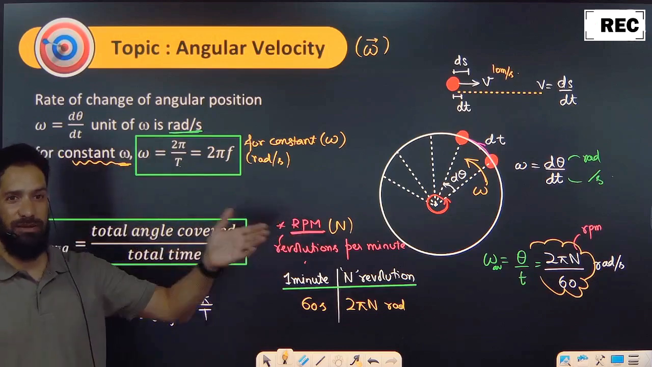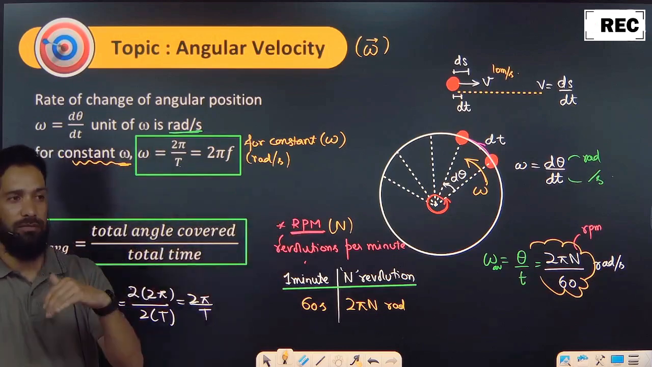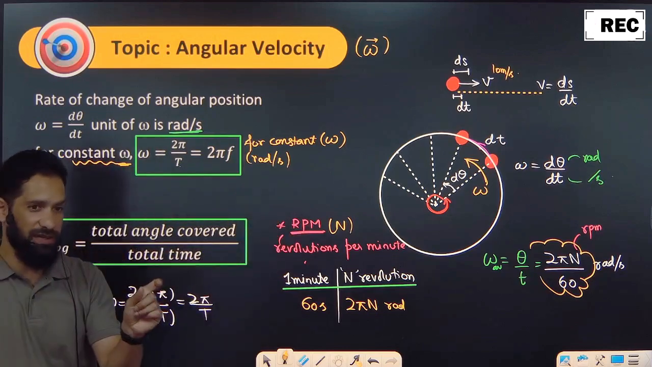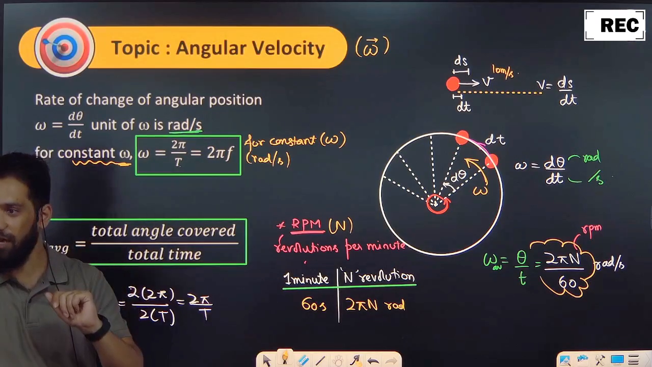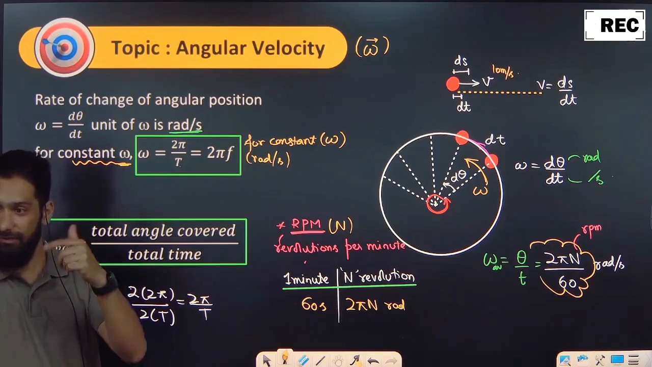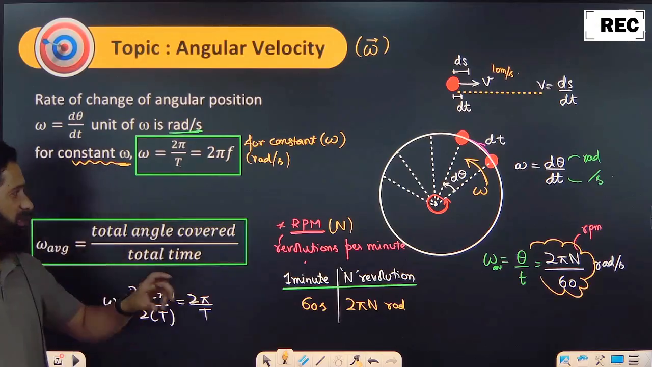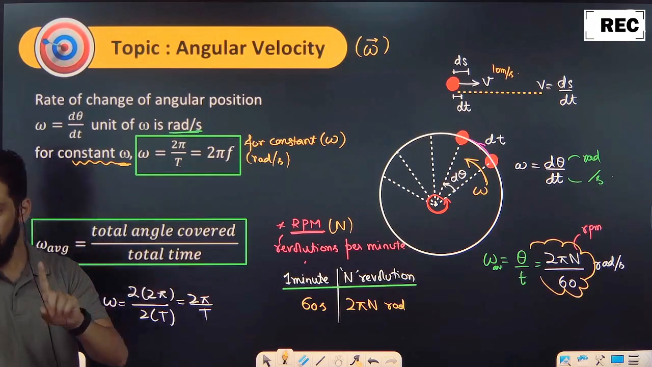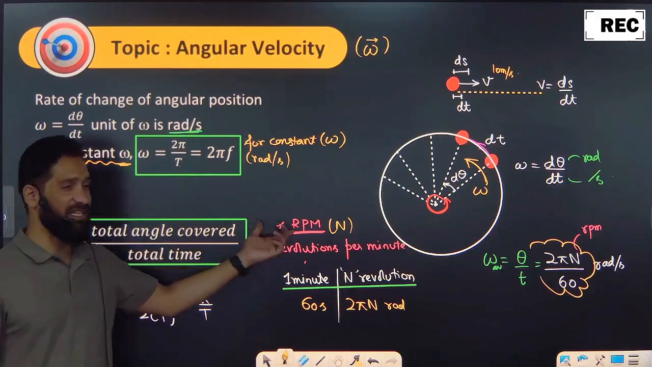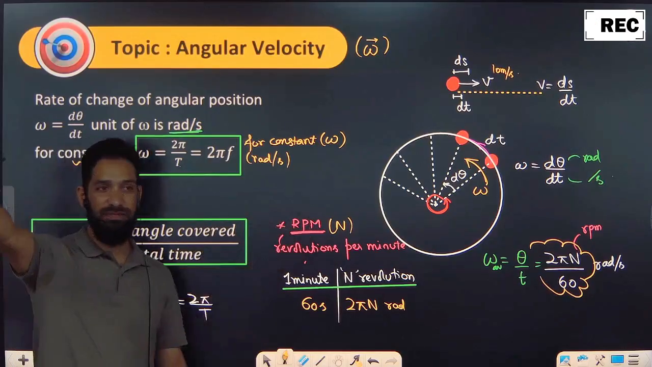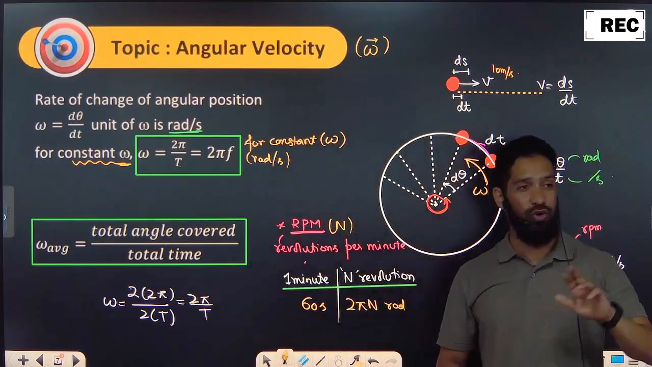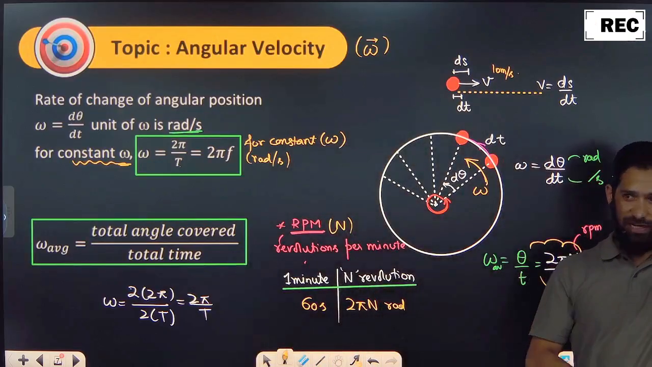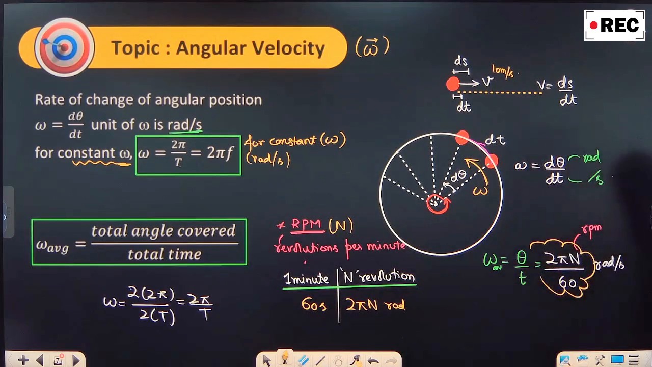But mostly you will be given the parameters, or if you purchase a motor or a fan, it will be written on the box how much the RPM is. Is it 1500 RPM, 1000 RPM, 750 RPM? RPM tells you how many revolutions it will cover in 1 minute. This is also one way to understand angular velocity. If one fan has 1000 RPM and another has 1500 RPM, who is making more turns? 1500. So who will have more omega? This one. So it gives us an idea.